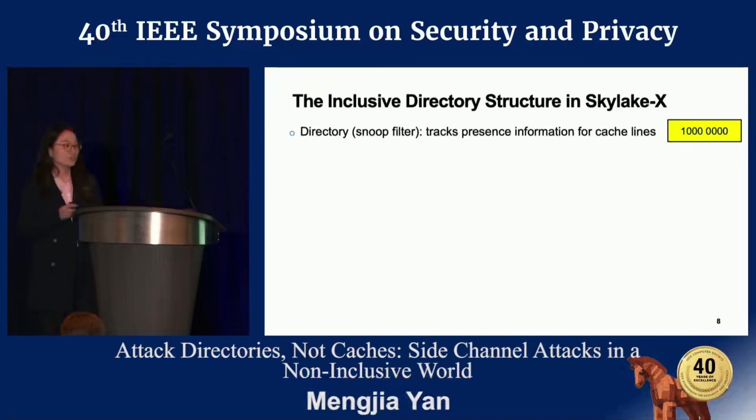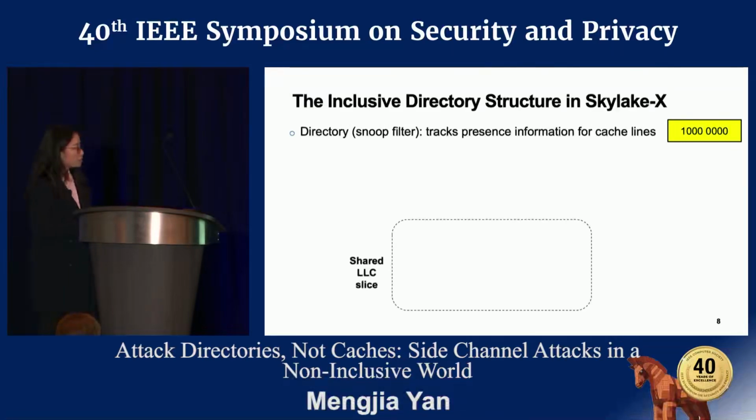The thing I did not understand is how this directory is specifically organized in the latest Intel Skylake-X processor. And this is what we reverse engineered by doing a lot of experiments. In the paper, we provide very detailed documentation about how we reverse engineered this structure step by step. But today, due to the time limit, I will just show you our reverse engineering result. Here is a slice of the shared LLC. As we all know, it has data cache lines inside, organized into ways and sets. We find there are 2 extra structures inside.